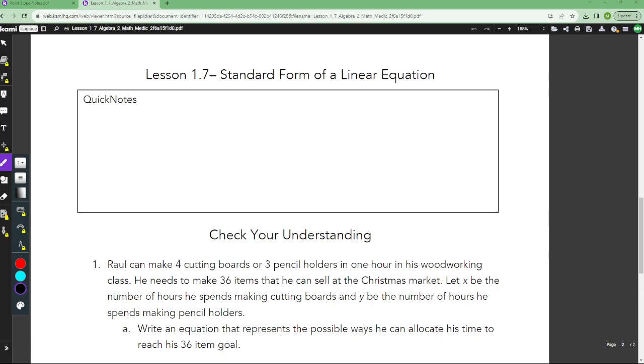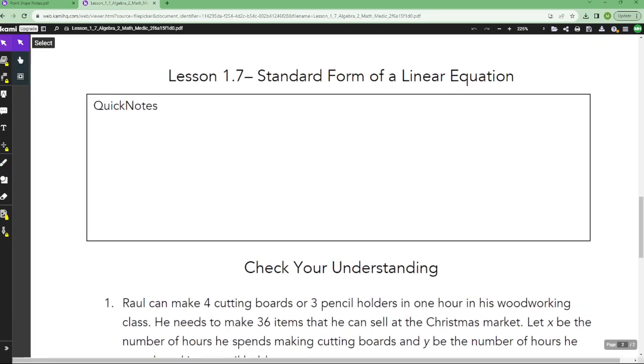So first we're going to take a look at standard form. This one is used less often. We'll spend less time on it. So standard form, let me go ahead and zoom in here.